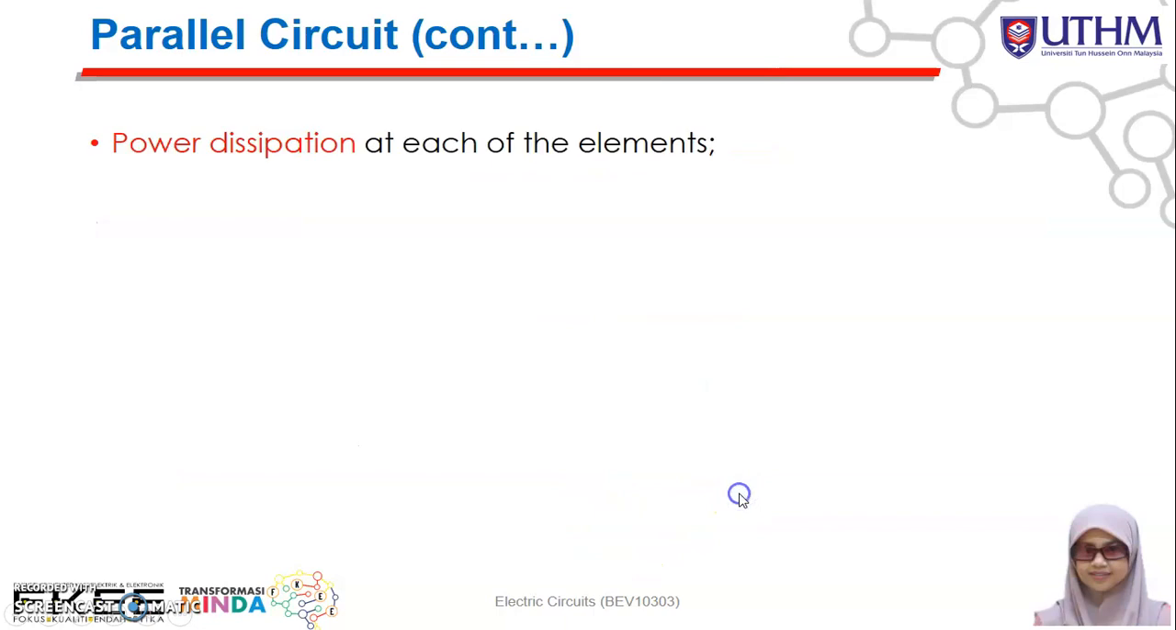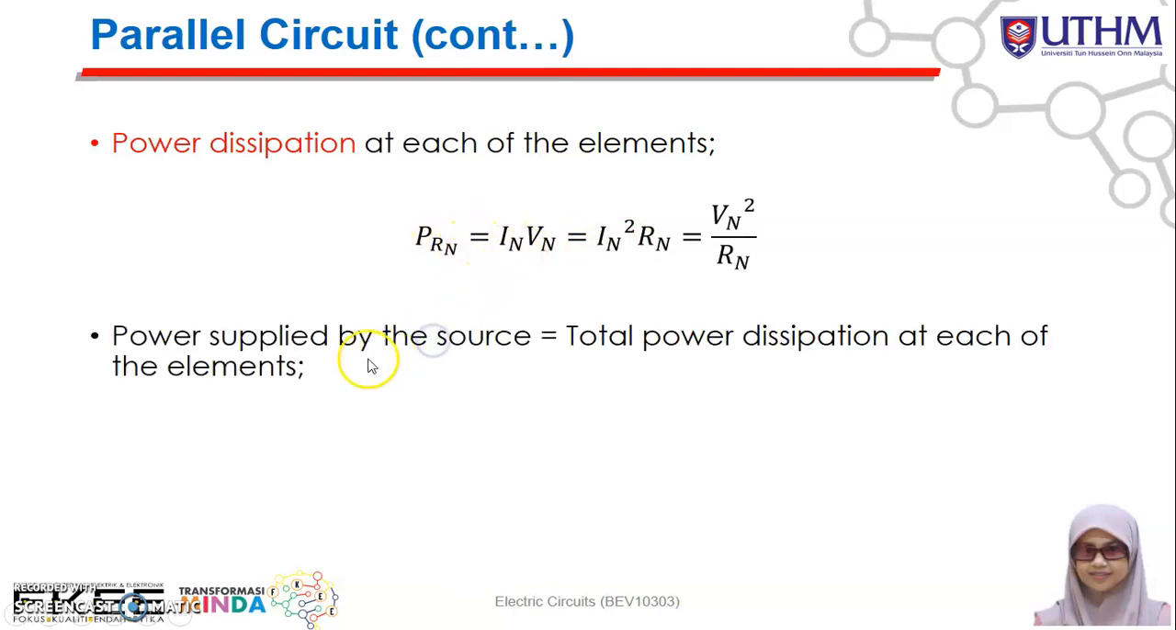The power dissipation at each of the elements is given by PRn. You can use either IV, or I squared R, or V squared over R. The power dissipation at each of the elements is also different because even though V remains the same, I is different. Again, the power supplied by the source will be equal to the total power dissipated by the elements. This law is applied for both parallel and series circuits.